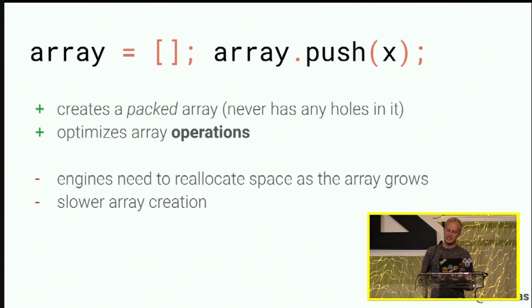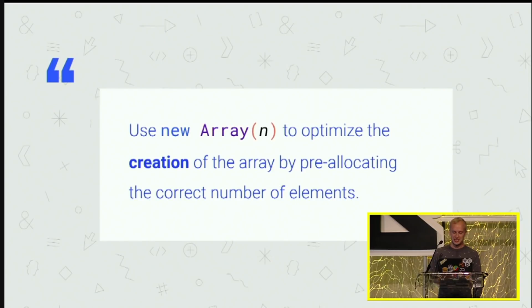So starting from an empty array and then continuously pushing to it ensures we never create any holes. The array remains packed, which is good for performance for future operations on the array. But when you look at the downside, the creation of the array might become a little bit slower because behind the scenes, the engine will need to reallocate all the time. So this is really a trade-off.